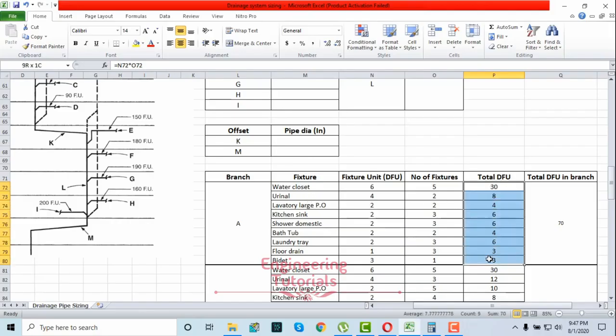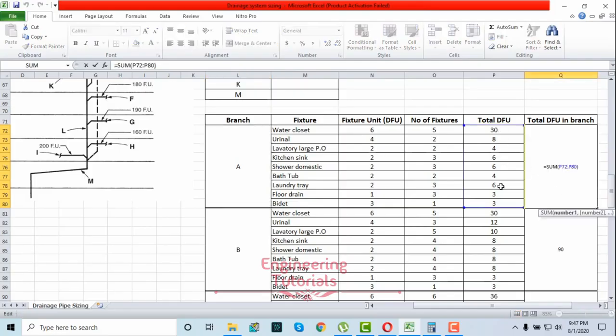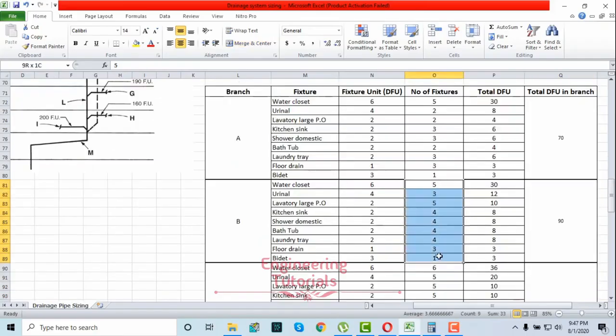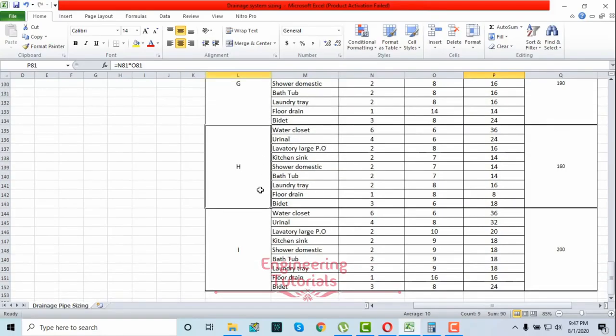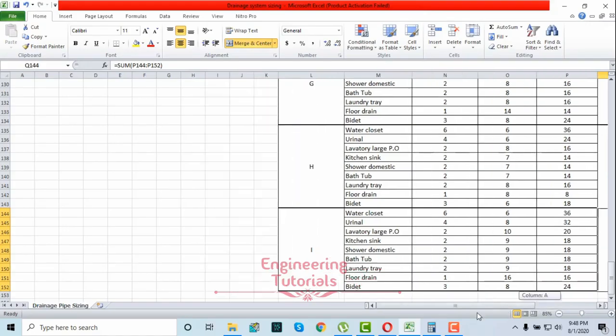You need to sum up all of these drainage fixture unit values to get the total drainage fixture unit value in branch A. So the total drainage fixture unit value is the sum of all these, that is 70. In the same way, you have to write the drainage fixture unit values over here in this column for branch B, by seeing which fixture unit is connected to branch B. So you have to write the fixture unit values in here and then multiply with the number of fixtures to get the total drainage fixture unit value. So this is how you have to do for all branches, that is A, B, C, D, E, F, G, H and I up till here.